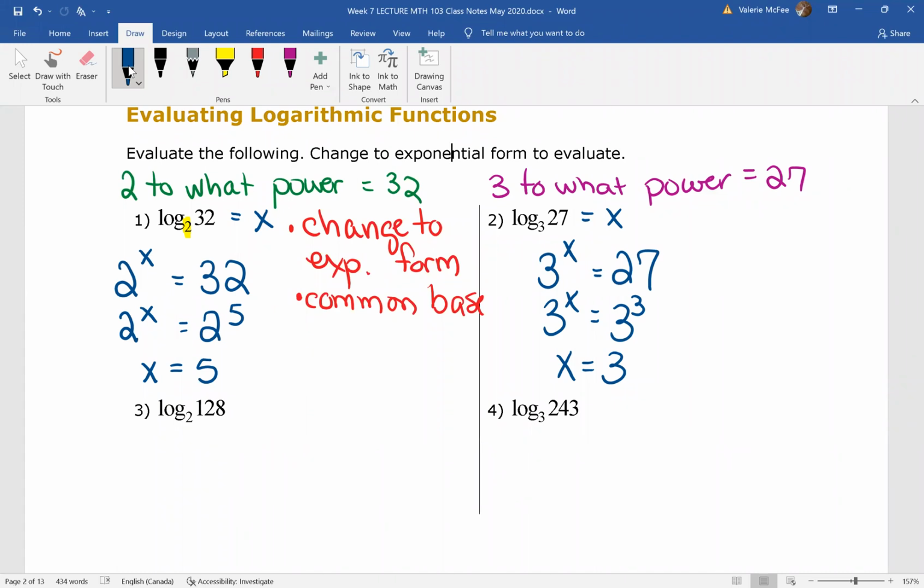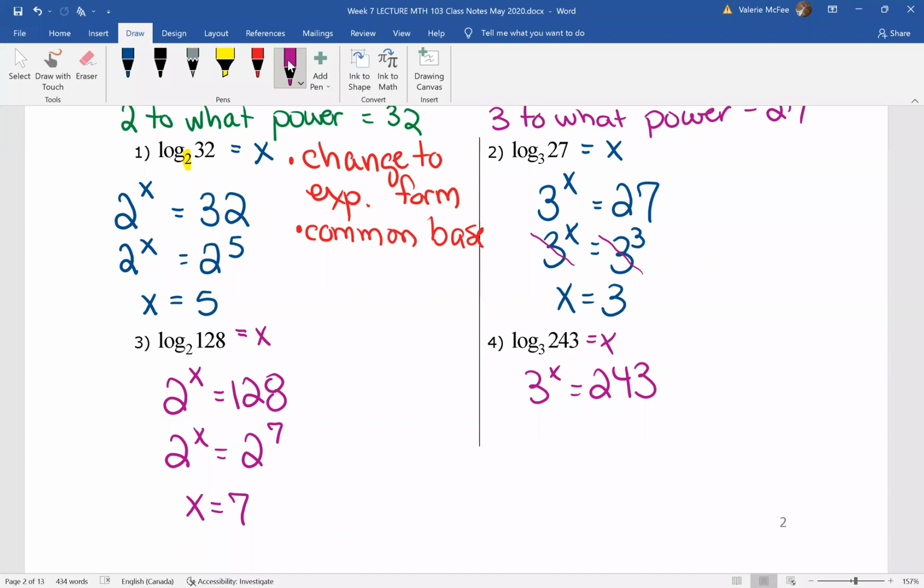So the bases were the same. The answer to a log was x, so that's our exponent. 3 to the power of x equals 27. When the bases are the same, we can ignore them. X equals 3. 2 more. 128 was 2 to the power of 7. X equals 7.